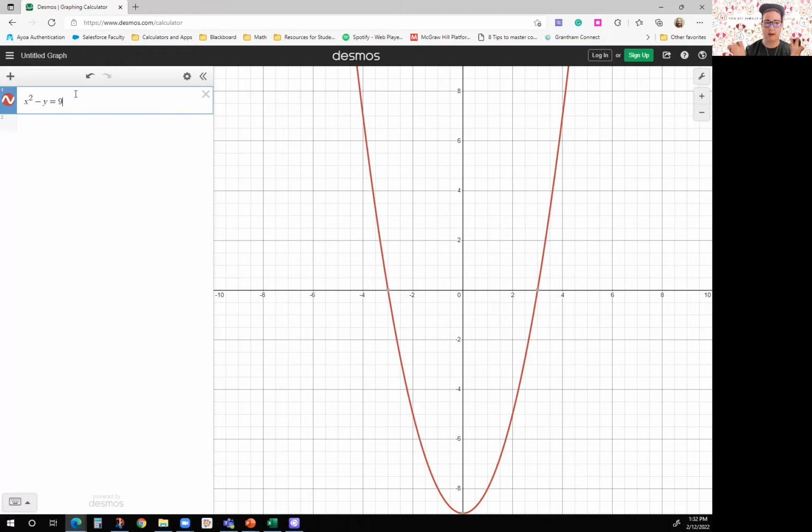So that was our first equation that we got. And you can see this is the shape of a parabola. It's a U. No matter where I have a vertical line, I'm only going to hit my graph once. The red is our graph.